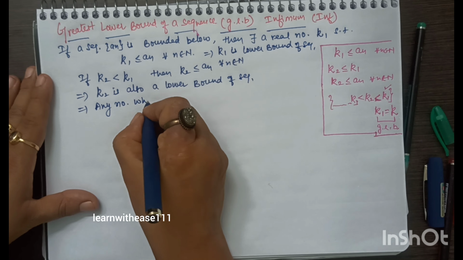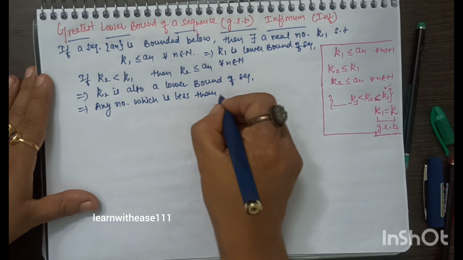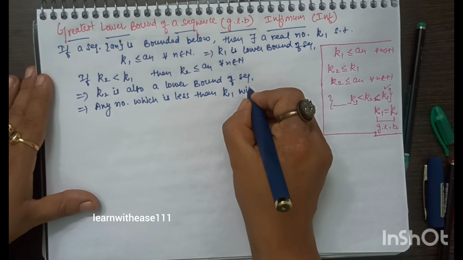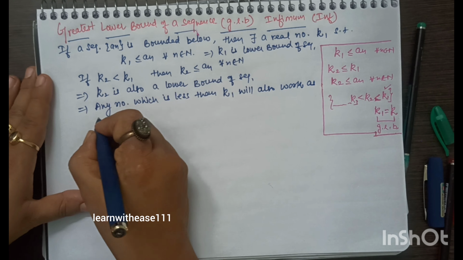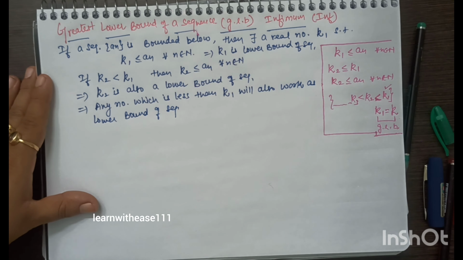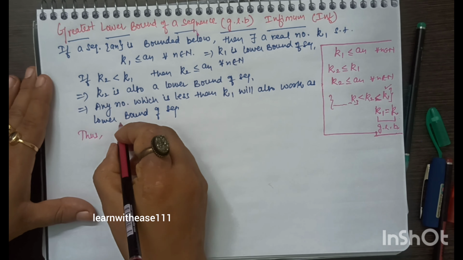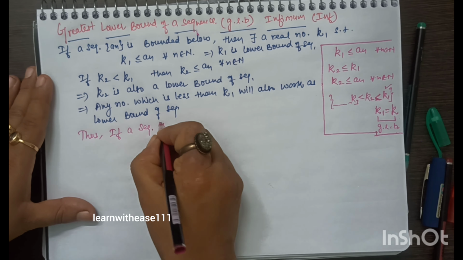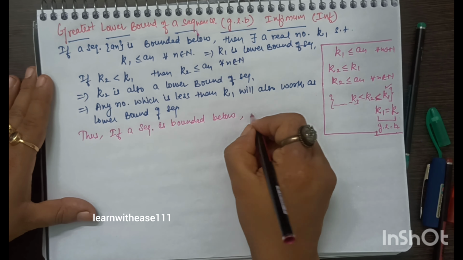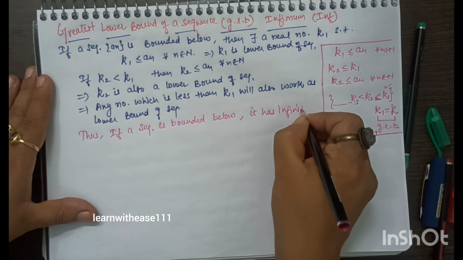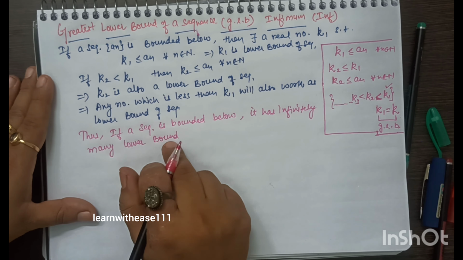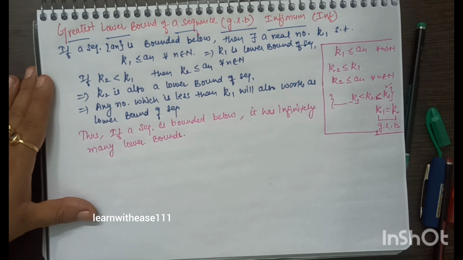So any number you choose less than k1, once you have found a lower bound, any number less than the lower bound will also work as a lower bound of the sequence. That means once we are able to find a lower bound of the sequence, we are able to get infinitely many lower bounds of a particular sequence. Any number lesser than an already existing lower bound will also work as a lower bound. So from the collection of these lower bounds, we'll be choosing the greatest one.